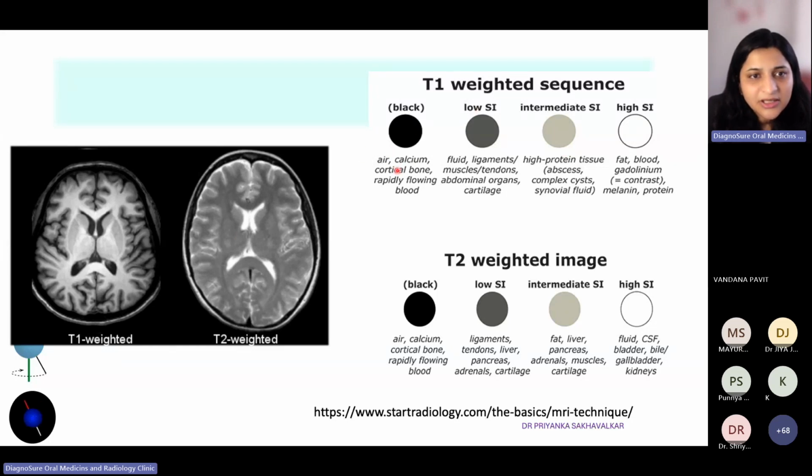So in T1, air, calcium, cortical bone all appear black, while high signal intensity is shown by fat, blood, and gadolinium, that is the contrast agent. And in T2 weighted images, air, calcium, everything appears black. Low signal intensity by ligaments, tendons, liver, pancreas, and high signal intensity by the fluids such as CSF, bile.